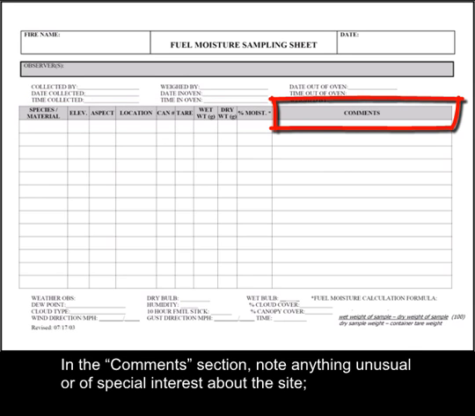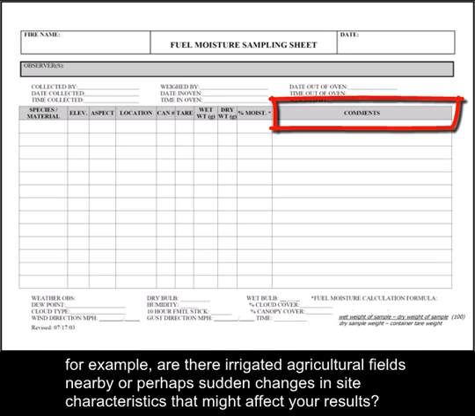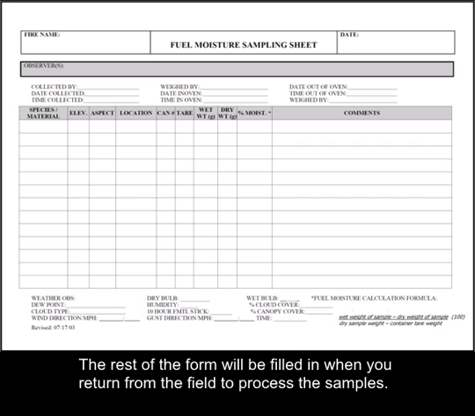In the comments section, note anything unusual or of special interest about the site. For example, are there irrigated agricultural fields nearby, or perhaps sudden changes in site characteristics that might affect your results? The rest of the form will be filled in when you return from the field to process the samples.